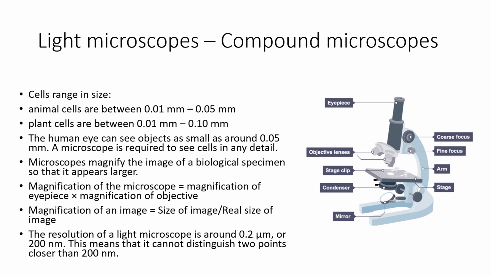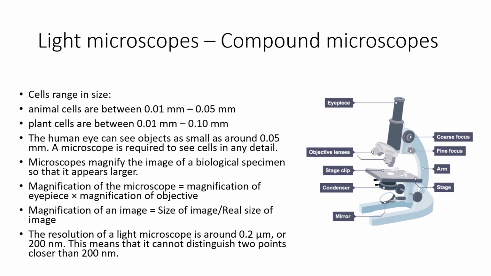So now we'll be looking at light microscopes, mainly talking about compound microscopes. So if you think of a general animal cell, they're between 0.01 to 0.05 millimeters. But plant cells are a little bit bigger, from 0.01 to 0.1 millimeters. The human eye can see objects as small as around 0.05 millimeters. A microscope is required to see cells in any detail.